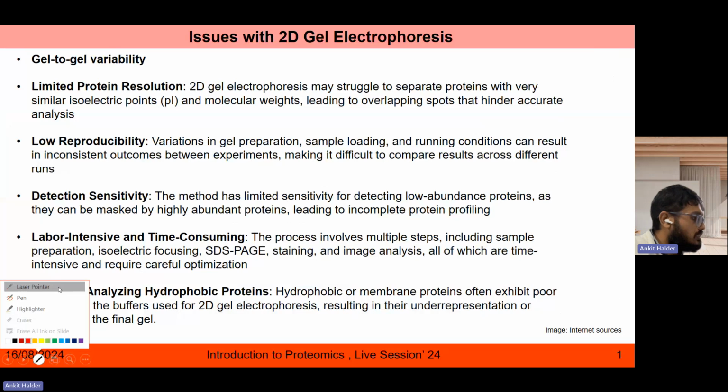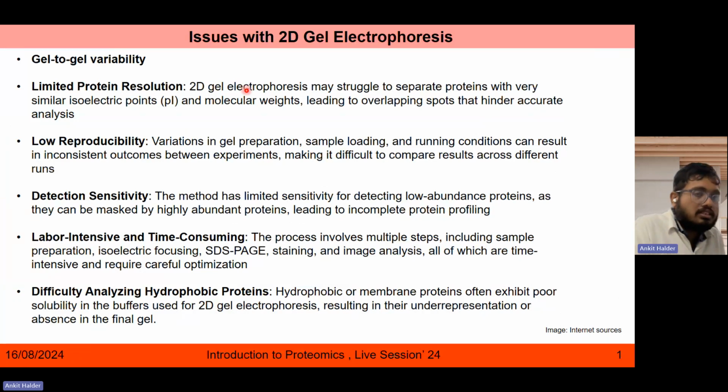All these things are there with the 2D gel, though it was one of the very first attempts to try to resolve the proteins with these physical properties, which would lead to an ideal condition to find out and characterize different proteins based on their characteristics like the PI and the molecular weight.